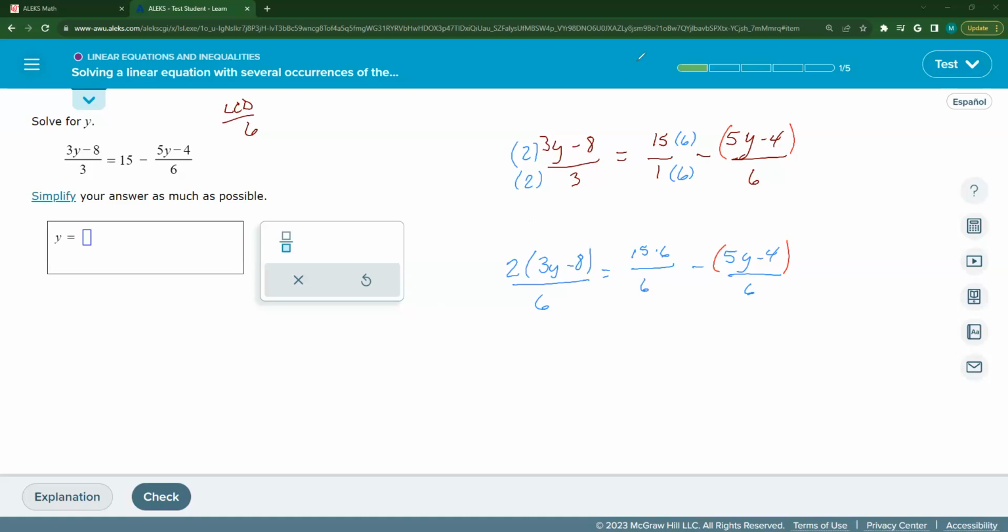Now, I can simplify the tops. These two have the same denominator, so I can actually write the fraction as one fraction, but we're going to simplify the tops first. So distributing, we have 6y minus 16 over 6 equals 15 times 6, which is 10 times 6 plus 5 times 6, which is 60 plus 30, which is 90.